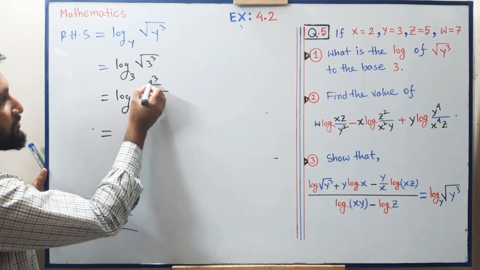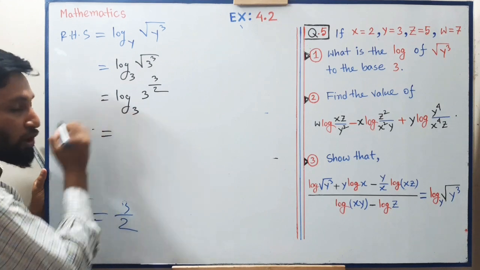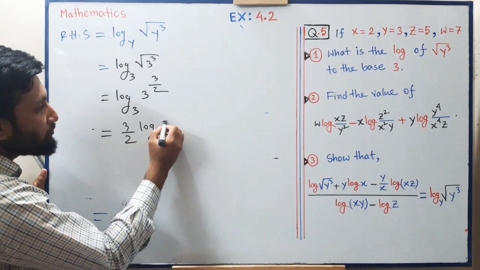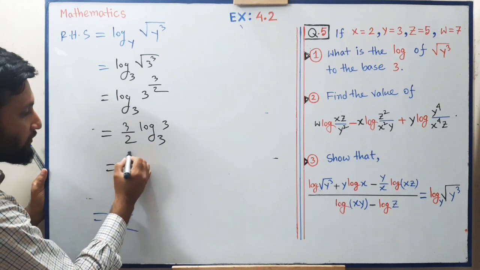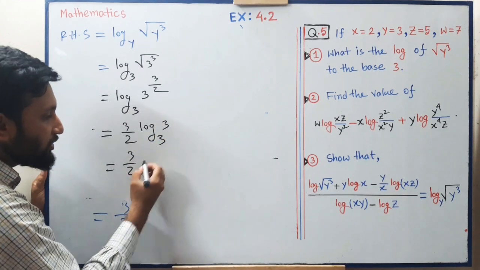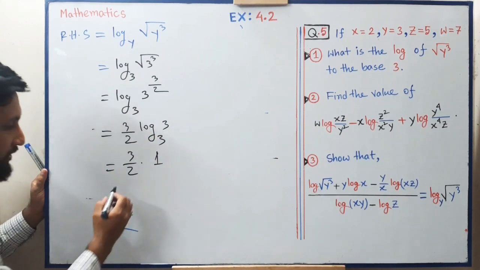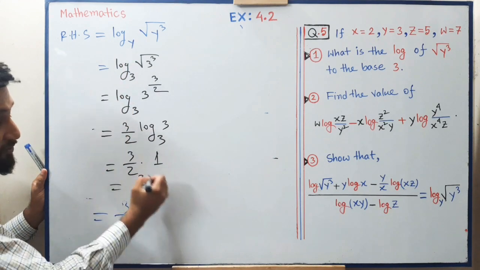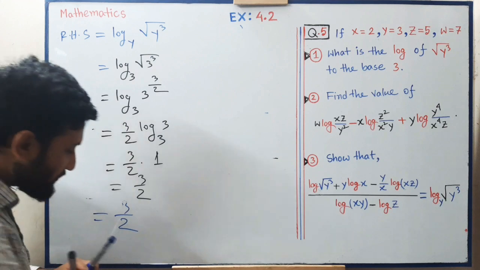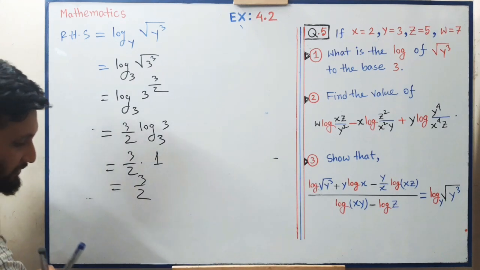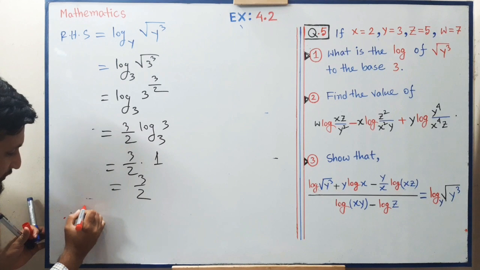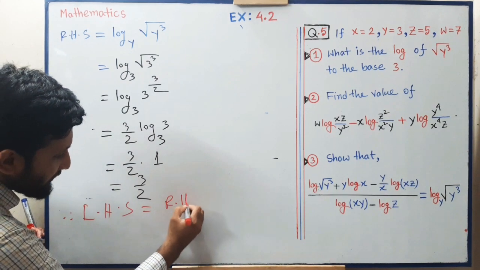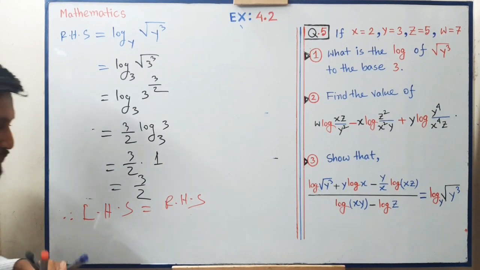So we can write 3/2 as a coefficient of log. We know the formula, so 3/2 log 3 base 3. Since 3 base 3 is similar, this value is 1. So we get 3/2. That means the left hand side value and the right hand side value are the same. So left hand side equals right hand side. That means proved.